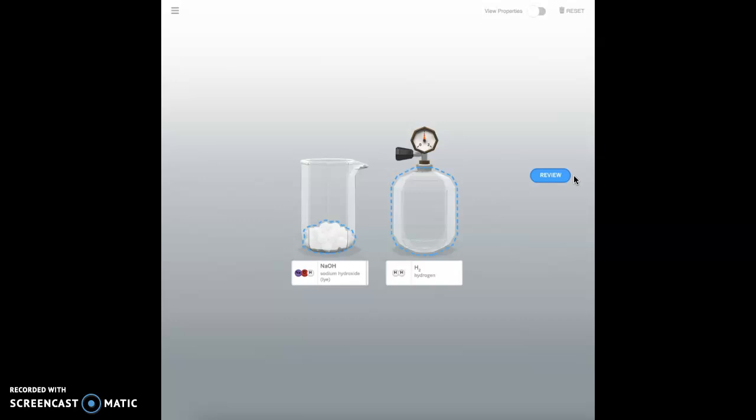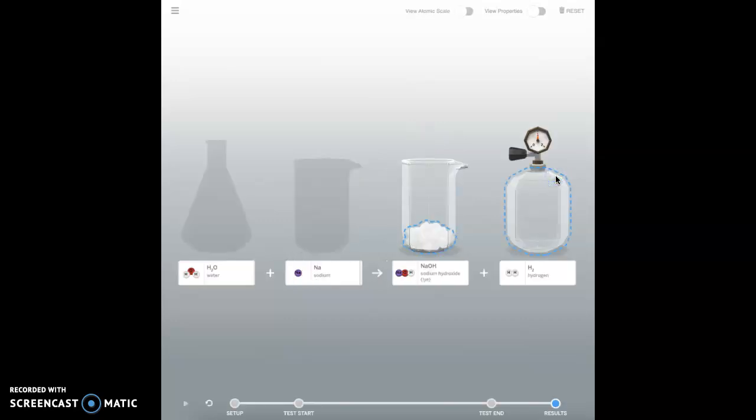Okay, before we move on to the results, I want you to pause the video and answer question 2. What are the two substances that were combined together? Okay, so we added water, H2O, and sodium, Na, together, and we're going to see what happened. When we added water and sodium together, they created two new substances called sodium hydroxide and hydrogen.